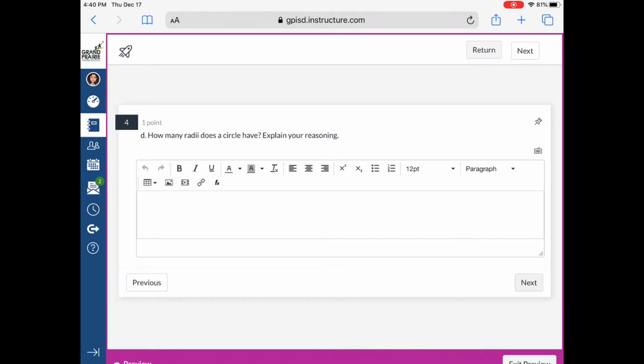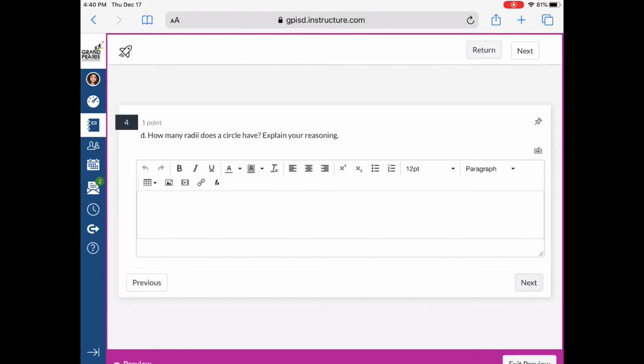Okay, so now here's another question for you. How many radii does a circle have? Radii is the plural of radius. So how many radii do you think a circle could have? Take a moment to think about that.